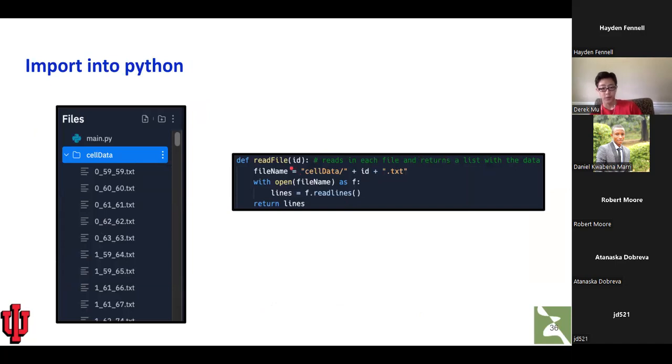Next, all of the files were imported into Python, and they were accessed using this read file function, which would return a list of all the data in the file. And this was just done using standard Python functions, including read lines and with open.